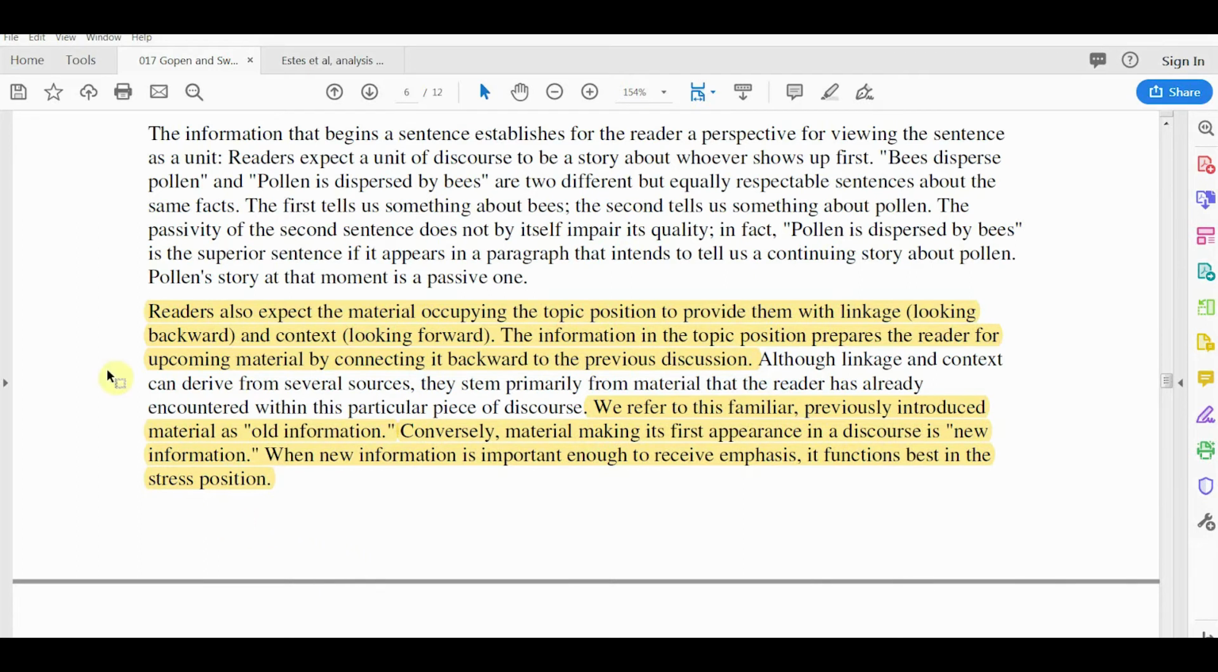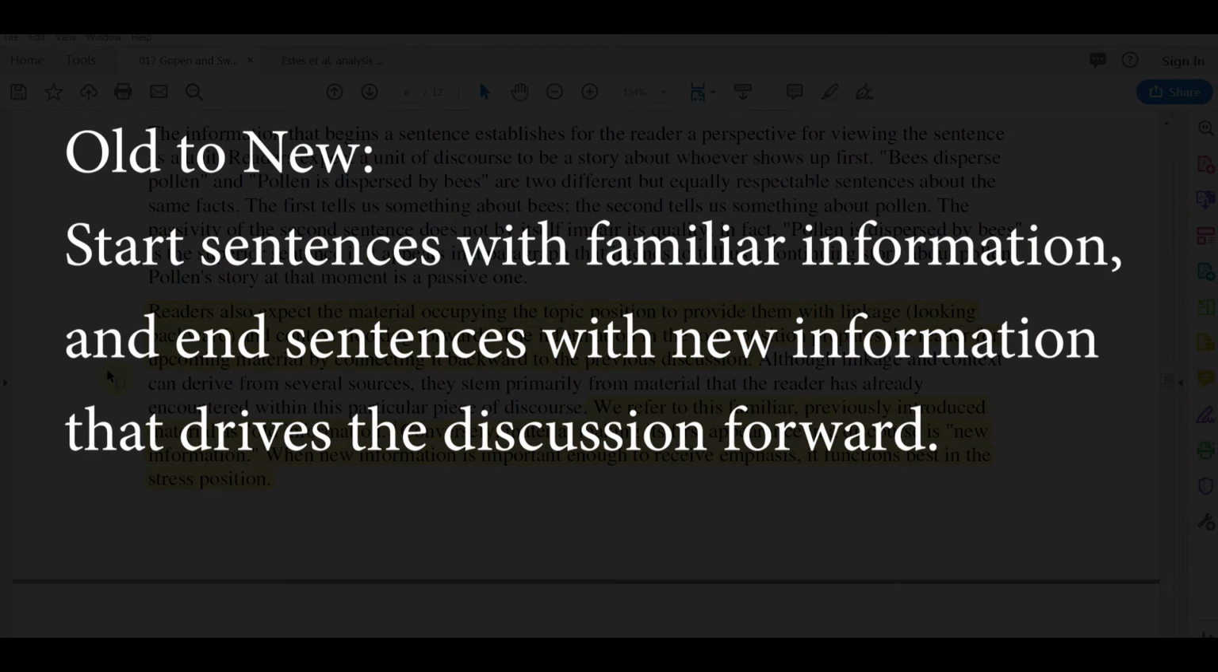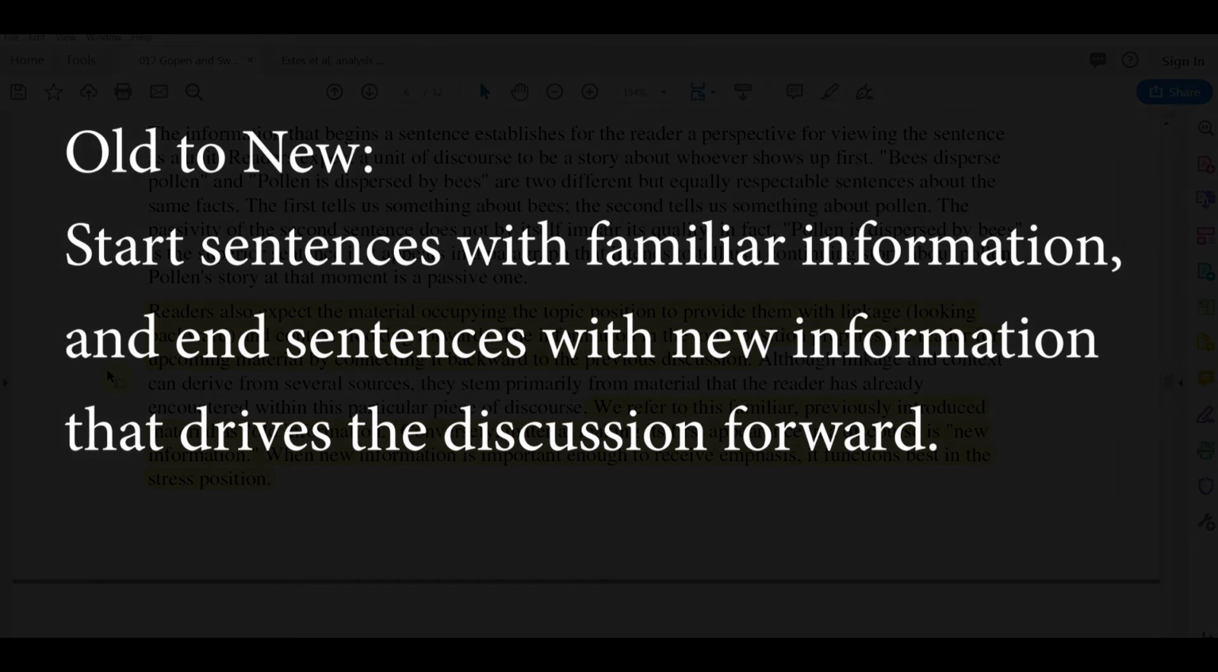But essentially, the argument they're making is that the beginning of the sentence should have material that is already familiar to the reader. That is the old information. Material that has been mentioned in some way or was part of the previous sentence. And then the end of the sentence should have the new material, the stuff that is worth emphasizing and the stuff that, mentally, you can expect is going to drive the conversation forward in the next sentence or the next paragraph or whatever it happens to be.